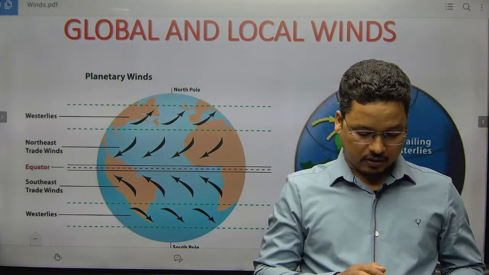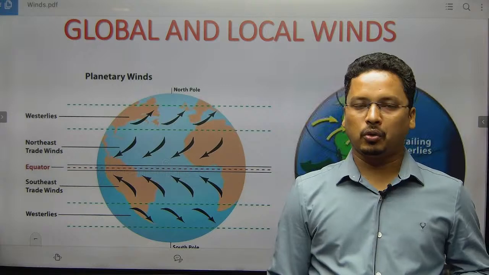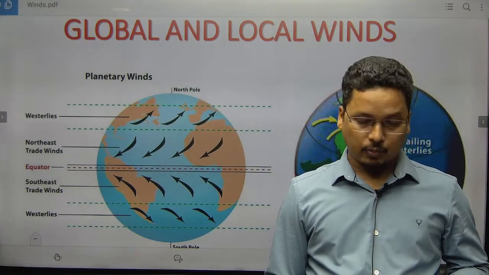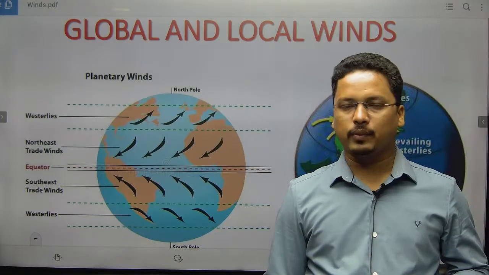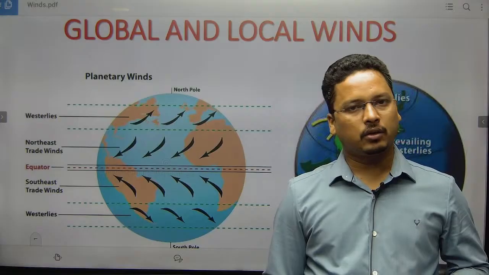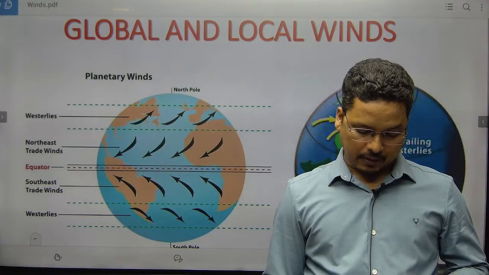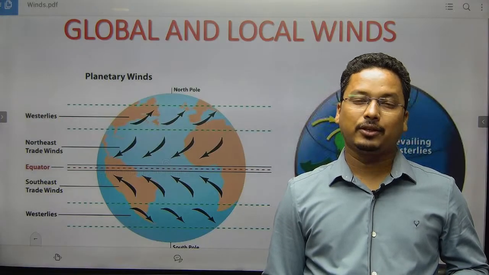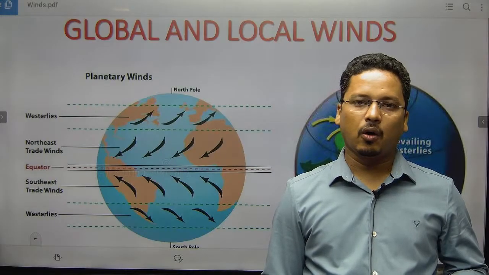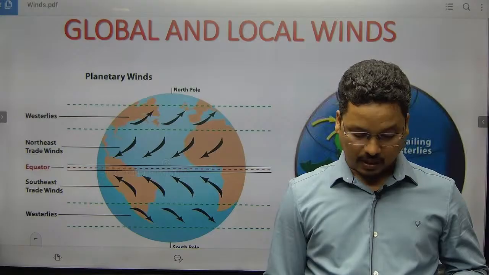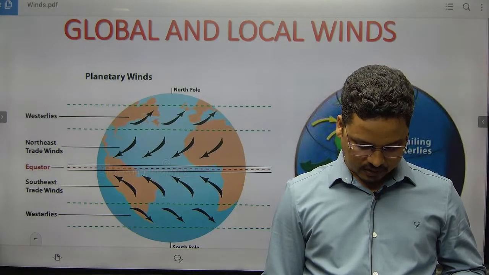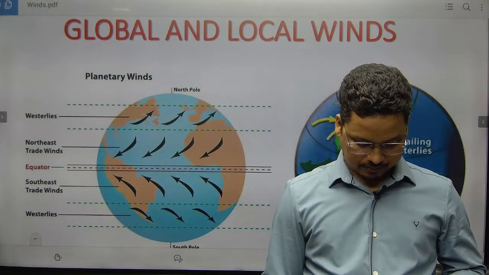In today's lesson we will go through the local and all the wind systems of the world, where we will discuss the local wind, the seasonal wind, and the trade wind. Apart from that, we will also discuss sea breeze, land breeze, and valley breeze. All these winds I will try to cover, right? So this would be there.